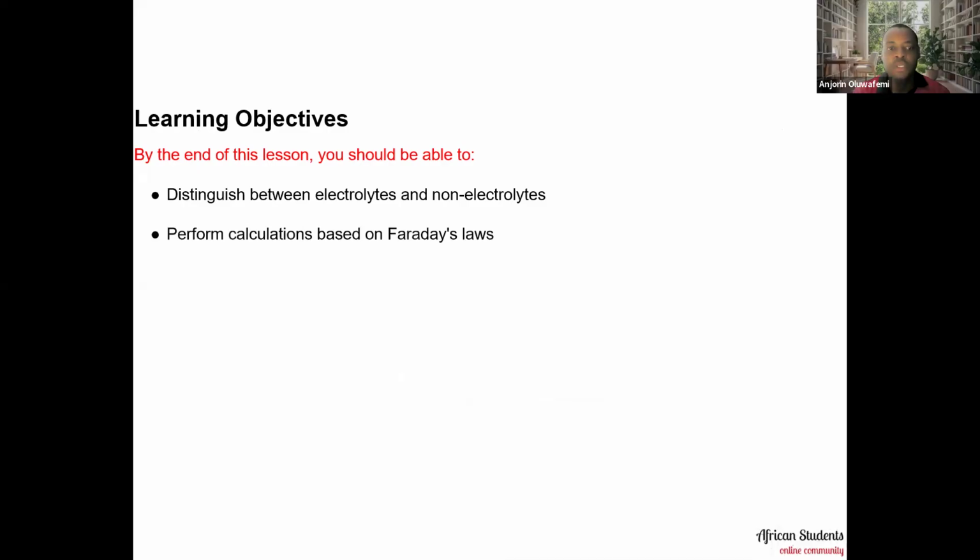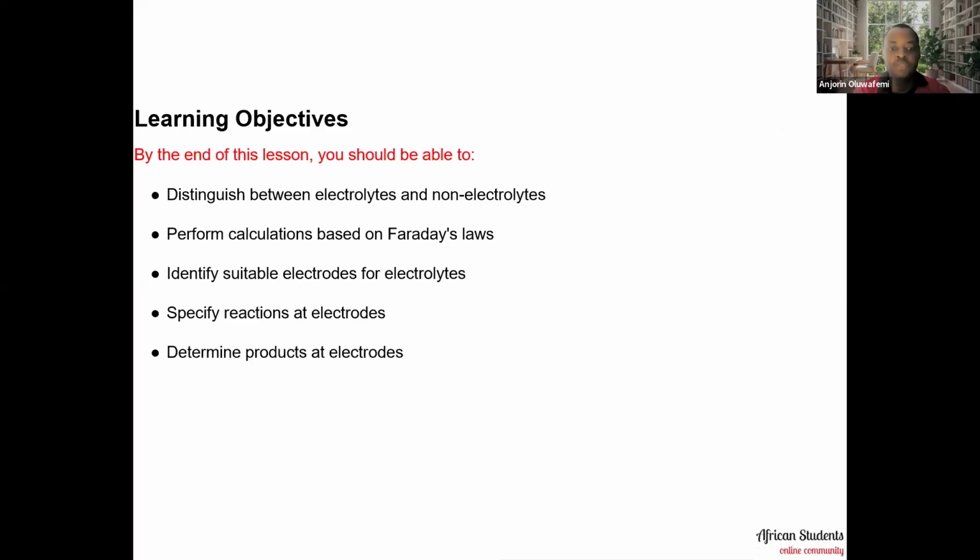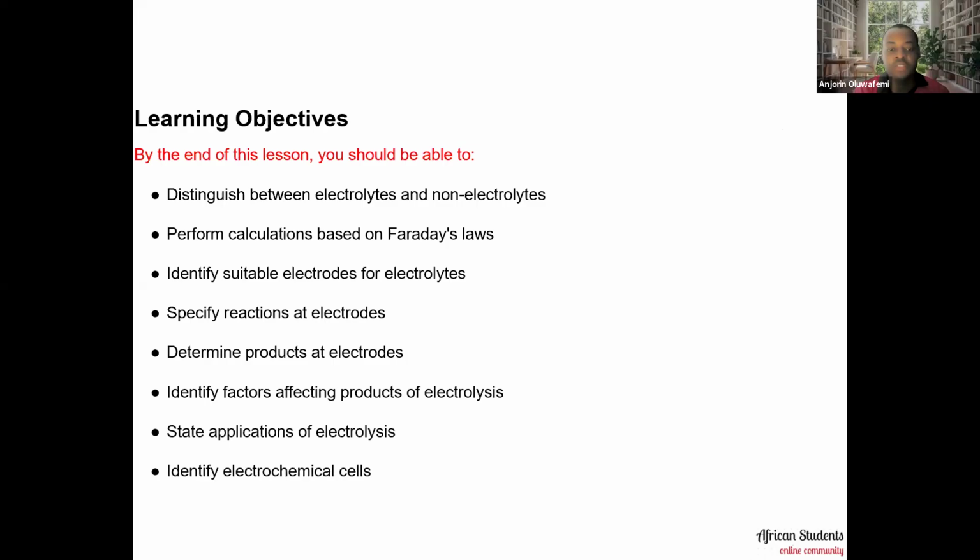It is expected that by the end of this lesson you should be able to: one, distinguish between electrolyte and non-electrolyte; perform calculation based on Faraday's law; identify suitable electrodes for electrolytes, and specify reactions at the electrodes; determine products at electrodes; identify factors affecting products of electrolysis; state applications of electrolysis; identify electrochemical cells and calculate electrode potentials; and finally describe corrosion prevention methods. So these are the learning objectives for this particular topic.